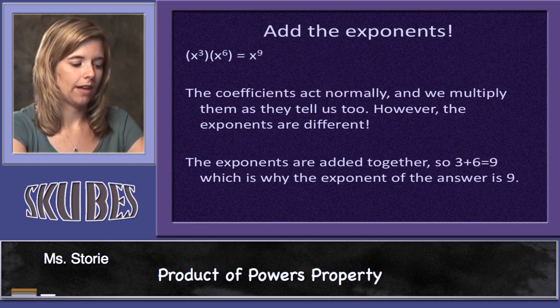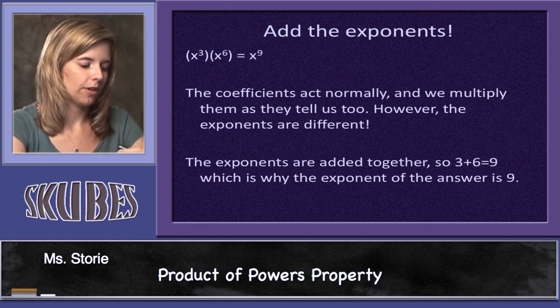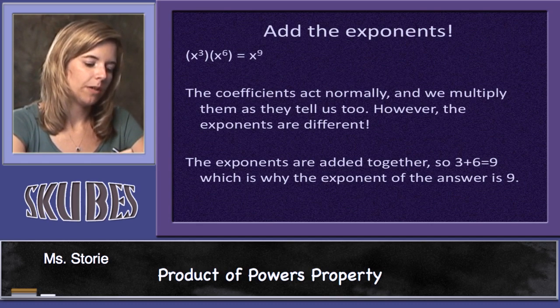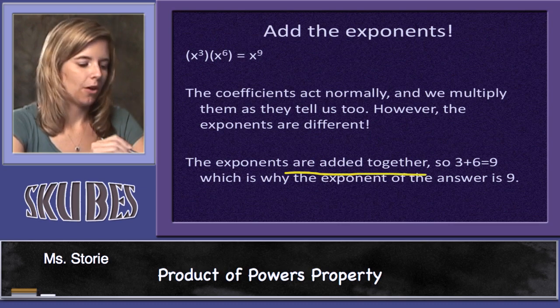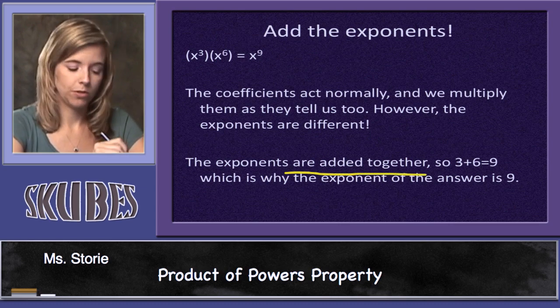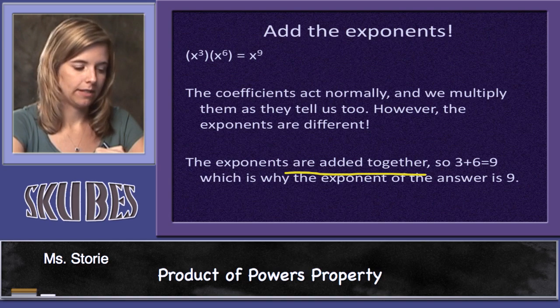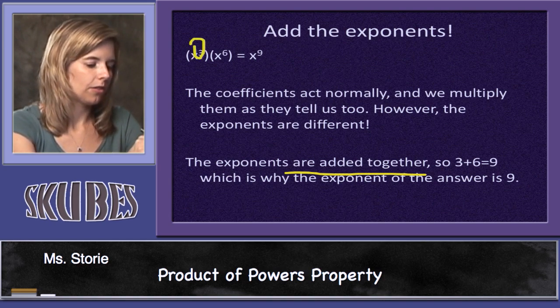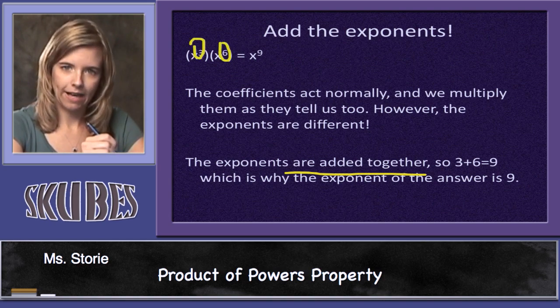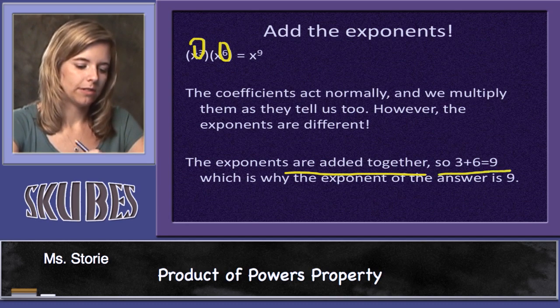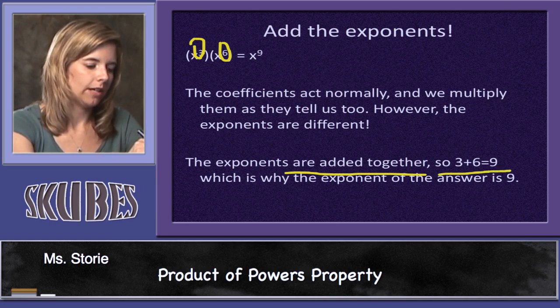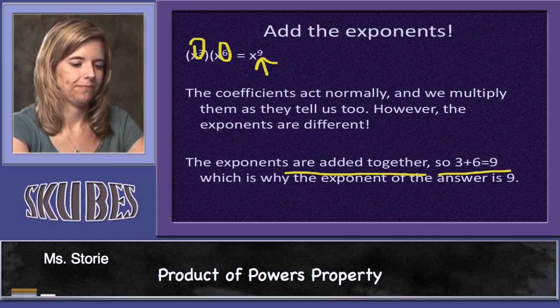Now if we look at the exponents, they are different. They have to be added together. The coefficients act normally and we multiply them, which we just did, but the exponents have to be added together. So take a look. You have 3 and 6, and you're simply adding them together. So 3 plus 6 equals 9, which is why on the answer it's x to the 9th.